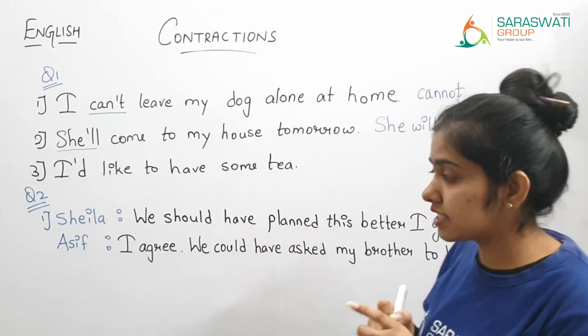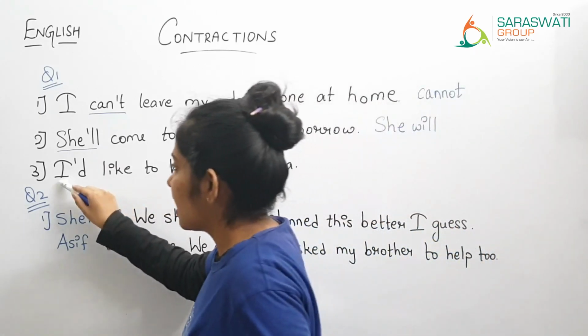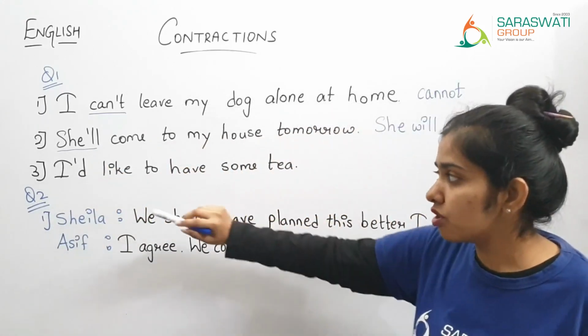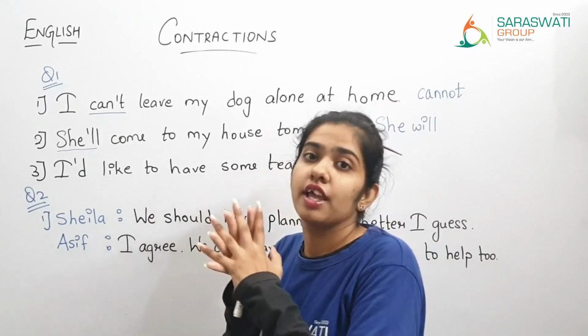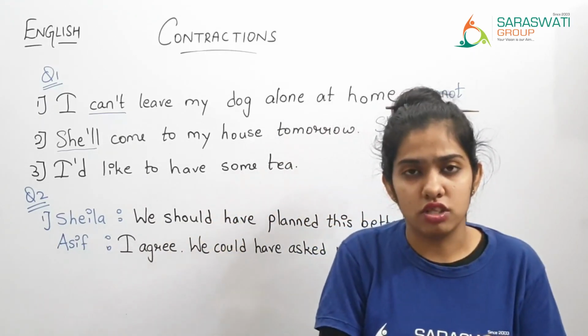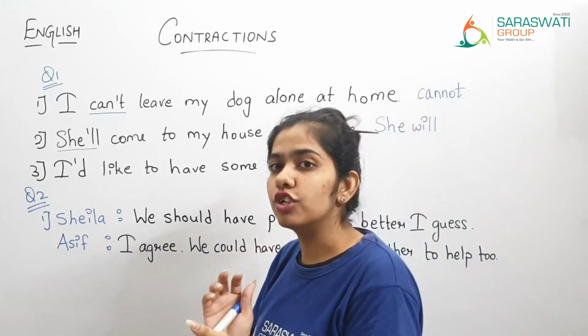Then, now in this sentence, look at this properly. I apostrophe D like to have some tea. So apostrophe D stands for had also, right? And would also. For had and would.